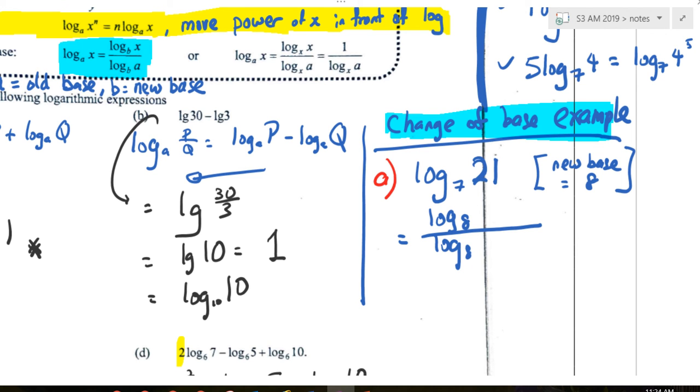And then these two numbers here, I will focus on the number and the old base. Which one will go to the numerator? The number. Which one will go to the denominator? The old base. Like that. Easy or not?